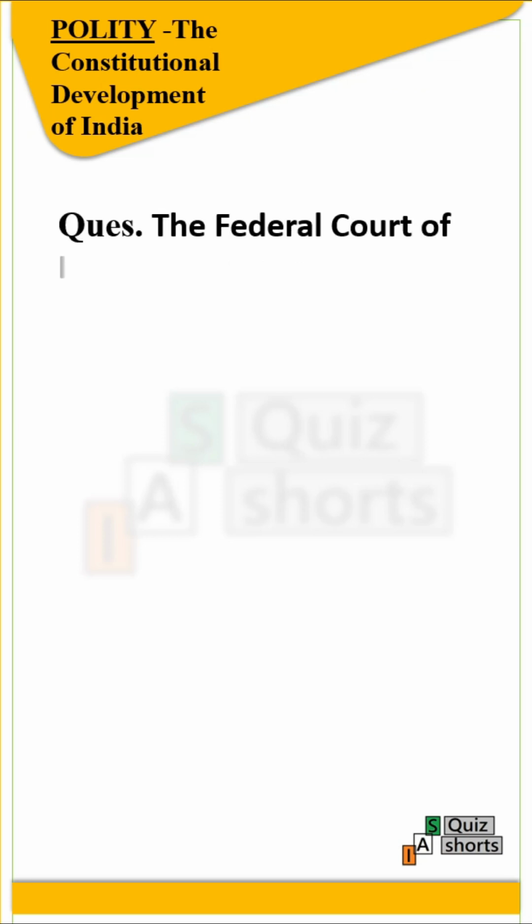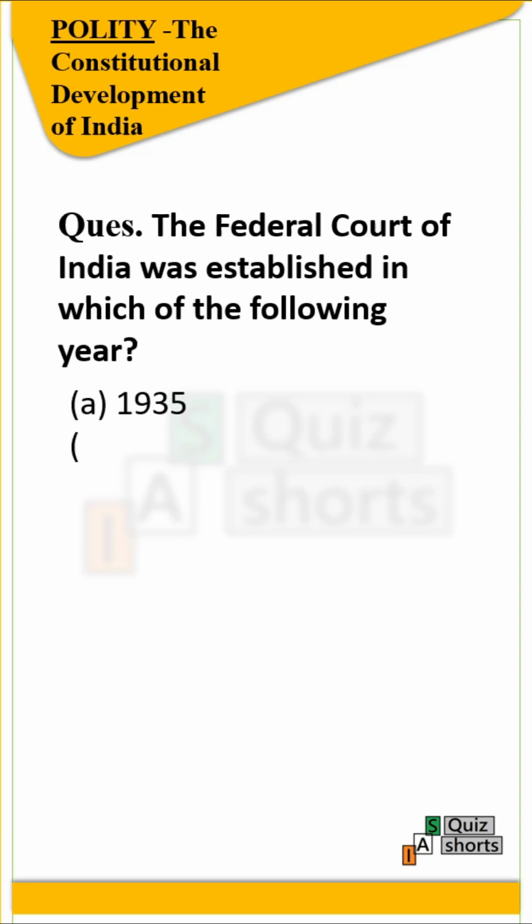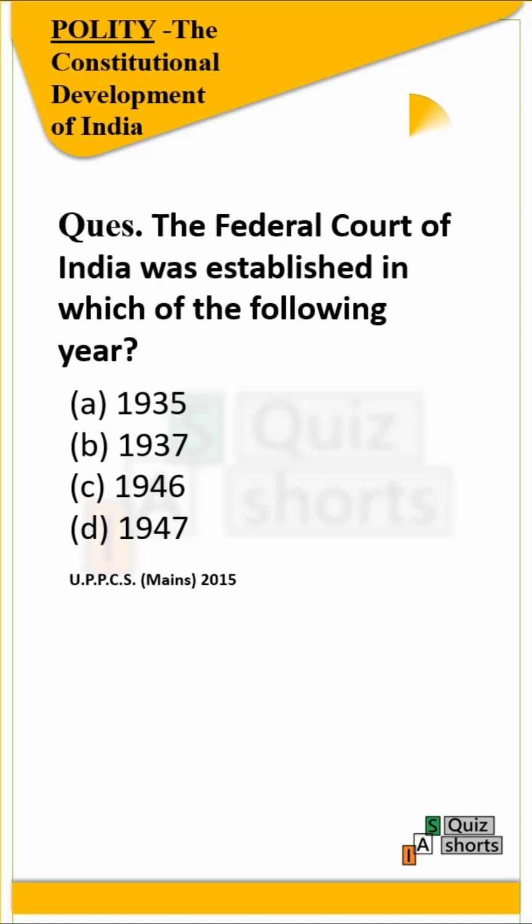Question. The Federal Court of India was established in which of the following years? Option A 1935, Option B 1937, Option C 1946, Option D 1947. Answer is option B 1937.